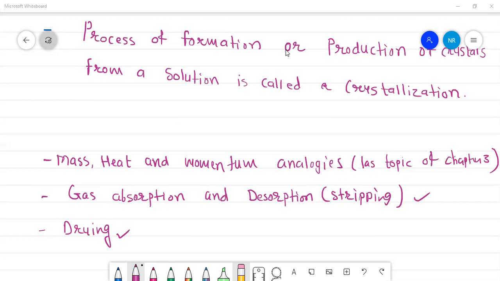Then Ismail. Yes, sir, I'm copying. So from the next class, we'll do MCQ practice of gas absorption and desorption for the last 5 to 10 minutes. We'll do the practice of gas absorption and desorption topics, MCQs.